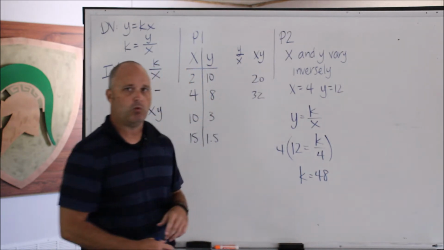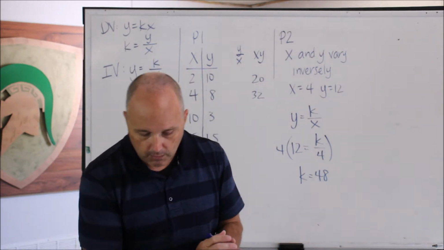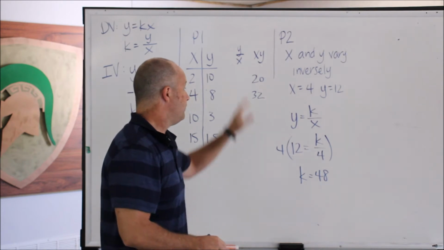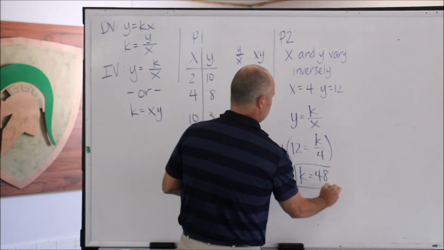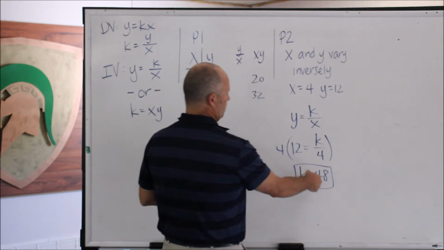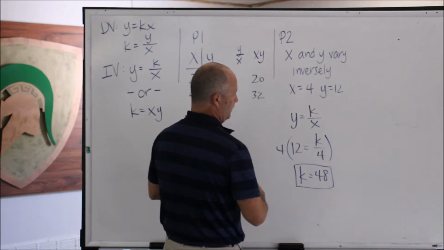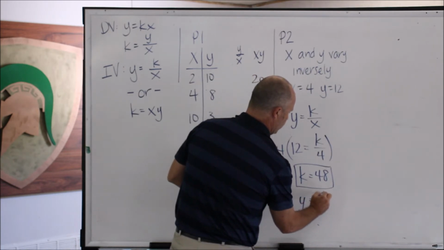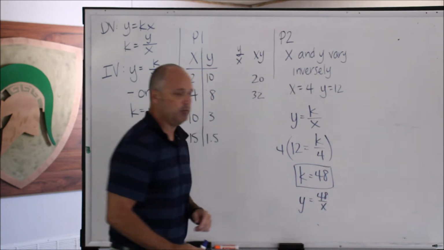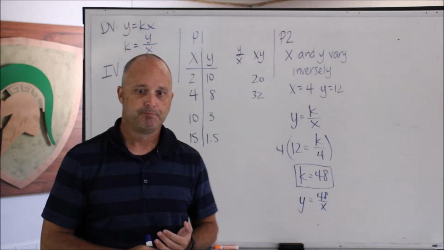Now we've been asked, what is the function that models this inverse variation? Now that we know that k is equal to 48, we're just going to plug it back into the inverse variation formula. So y equals 48 over x is going to be our solution for that problem.